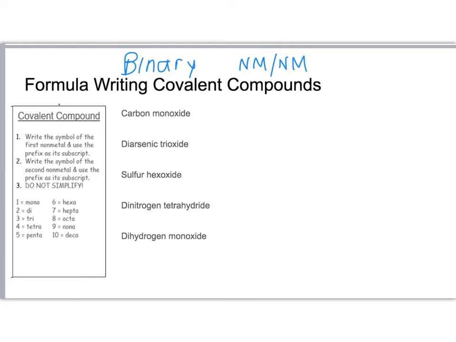If you take a look at the rules for writing formulas for covalent compounds, the first step will be to write the symbol for the first nonmetal and use its prefix to correlate to a subscript. That subscript tells you how many of those nonmetals will be in the chemical formula. We will then write the symbol of the second nonmetal and once again use the prefix to represent a subscript for that nonmetal as well. It's very important to remember that when we write these formulas, we do not simplify. So let's go ahead and get started with the first one.